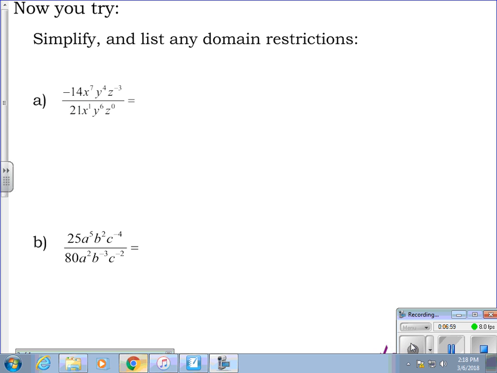Okay, it looks like everybody is done or close enough for government work. So my domain restrictions, once again, this is easy. Anything in the denominator. X, Y, and Z cannot be 0. Easy enough. And then just start doing the reducing. 14 and 21, 2/3. So I have negative 2 over 3, and then fill in the rest as I go along. 7 minus 1, x to the 6. 6 minus 4, y squared.